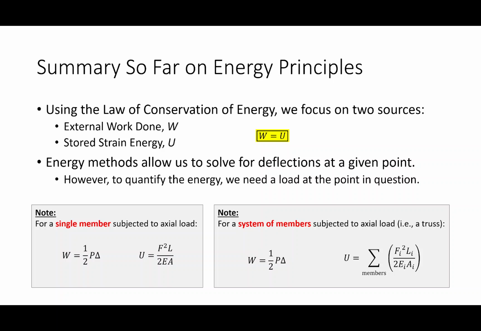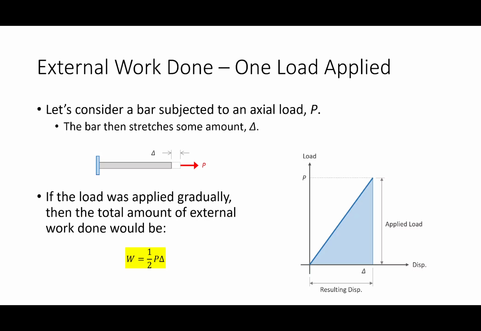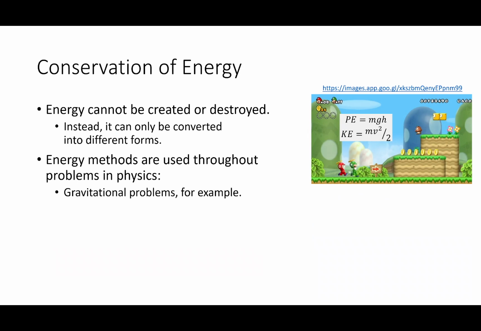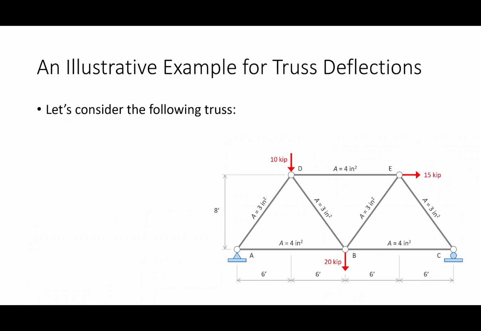Now, I want to talk about this sentence because this sentence is really important, okay? I propose that the internal stored energy has got to equal the external work done. But if I want to find the deflection, I have to have a load where that deflection is. 1/2 P times delta, okay? The problem with this whole enterprise is this. Actually, let me go back a slide. This is the problem.